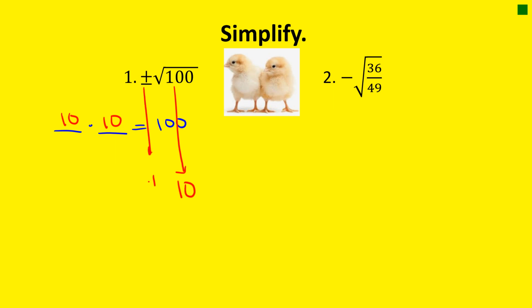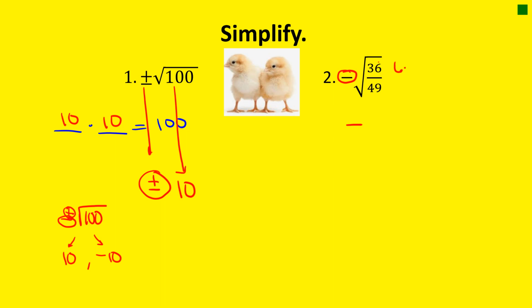And then they have this plus or minus sign in front. When they're saying plus or minus the square root of 100, they're saying what number times itself gives you 100 and is positive? That's going to be a positive 10. What number times itself gives you 100 and is negative? That's going to be a negative 10. So instead of writing both of them, we just put this plus or minus sign. On this one, they want a negative answer, so we're going to put a negative.